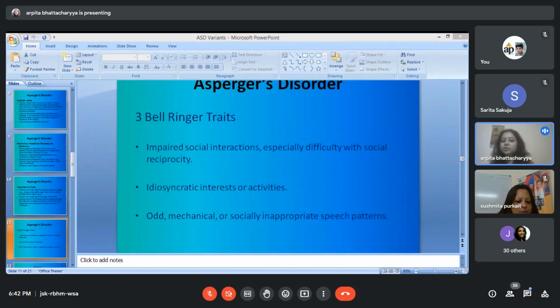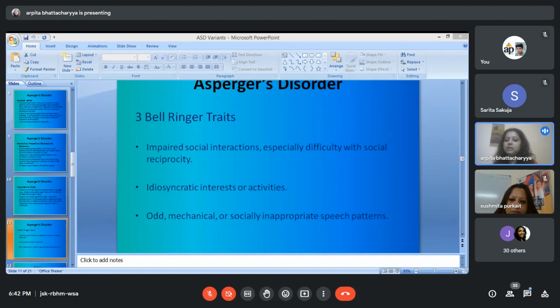Impaired social interaction, especially difficulty with social reciprocity. That's the Asperger difficulty. Idiosyncratic interest or activity, something very unusual that would attract them. They are not actually interested in something very average people are interested in. So something unusual they are into. Odd mechanical or socially inappropriate speech pattern.